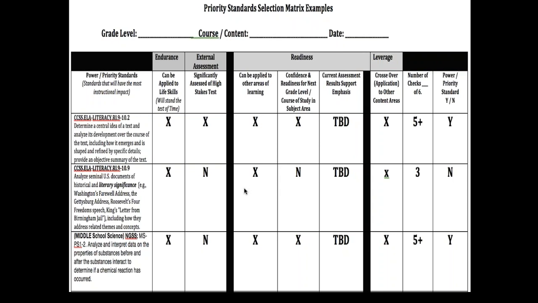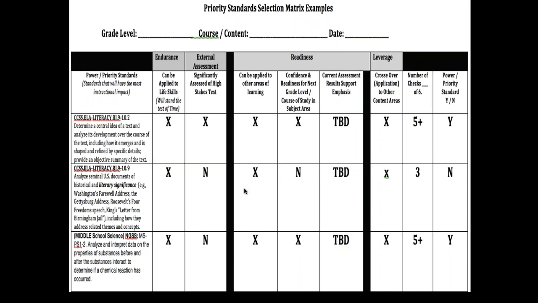This particular district didn't have their results back yet. If you are analyzing your Smarter Balanced results or your Next Generation Science Standards results when those come back, that will always be a criterion. Can that be applied to other areas? Can we apply determining the central idea of a text and providing an objective summary of a text out of English into science and social studies? Well, of course. Number of checks, more than 5. Is it a priority standard? Absolutely.